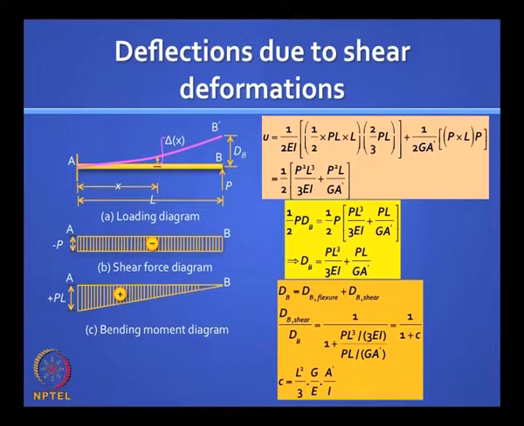Let us try to see what is the relative contribution of shear deflection. So we can take the ratio of deflection due to shear divided by total deflection, and you can get this expression, which can be written in this form: dB shear by dB is equal to this. Let us define a parameter C, which is L squared by 3 into G by E, where G by E is a ratio that depends on Poisson's ratio, and A dash by I.